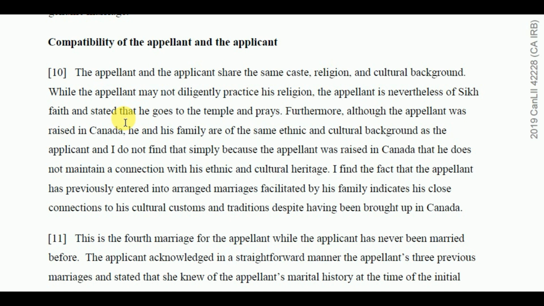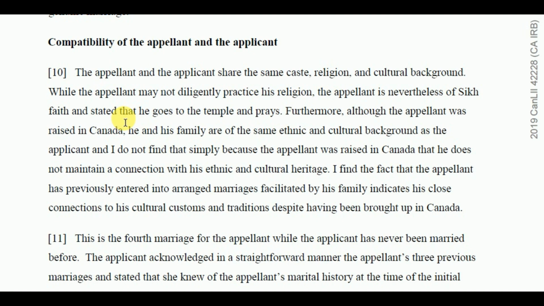And I do not find that simply because the appellant was raised in Canada, he does not maintain a connection with his ethnic and cultural heritage. I find the fact that the appellant has previously entered into arranged marriages facilitated by his family indicates his close connections to his cultural customs and traditions despite having been brought up in Canada. This is the fourth marriage for the appellant, while the applicant has never been married before. So visa officers also match the cultural background, their age, their beliefs, their education levels and everything, just to ensure whether or not it's a reasonable match.